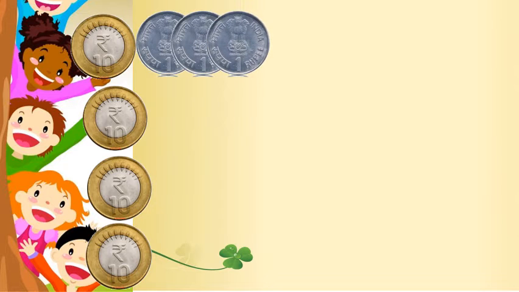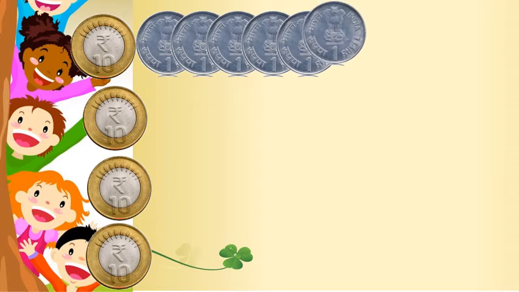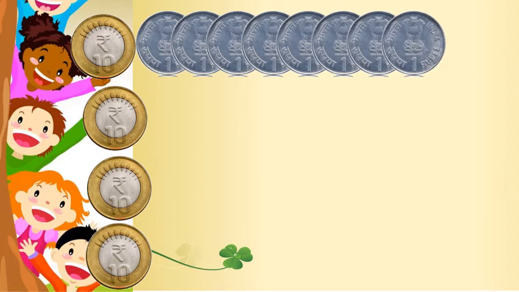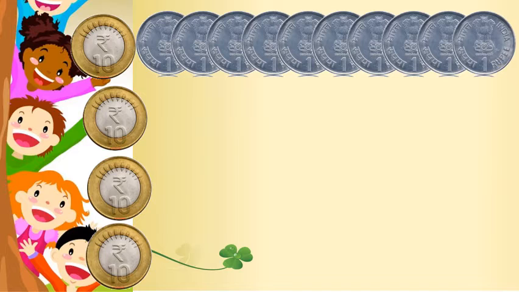Second, third, fourth, fifth, sixth, seventh, eighth, ninth, 10. Yes, she gave me 10 1 rupee coins as a change for one 10 rupee coin. Isn't that right? Yes, very good Rani. You are right. You gave me the proper change for 10 rupees.